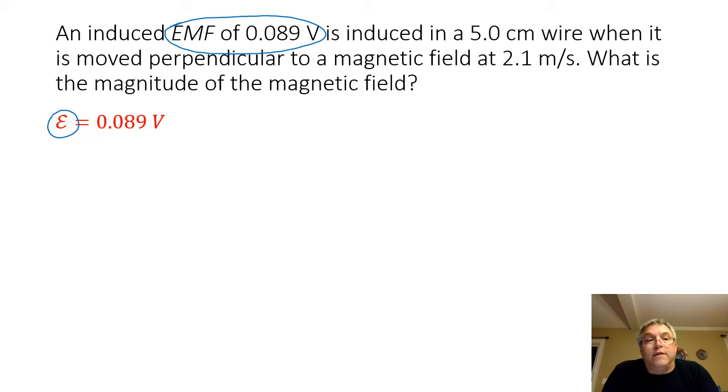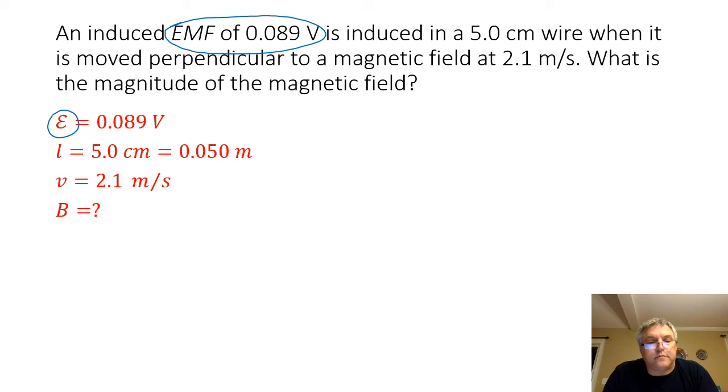We are also given the length of the wire at 5 centimeters. So we have to convert from centimeters to meters. That's going to give us a length of 0.050 meters. And we have a velocity of the wire at 2.1 meters per second. We are looking for the magnitude of the magnetic field.